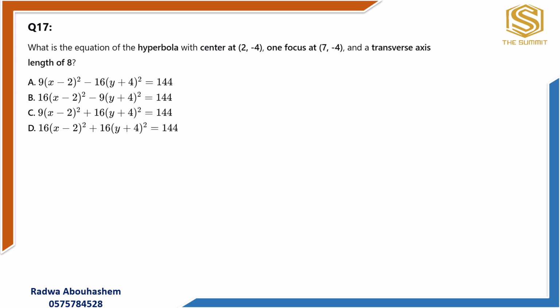What is the equation of the hyperbola with center at 2 and -4, focus at 7 and -4, and a transverse axis length of 8? Okay, let me remind you of the formula for the hyperbola, which is x minus h. Let me see first if it's vertical or horizontal. As you see here, the x-axis is changing, so this means it's horizontal. So once it's horizontal, here's the equation.